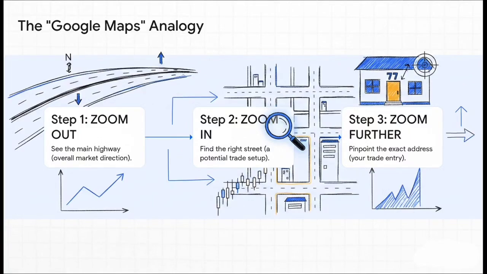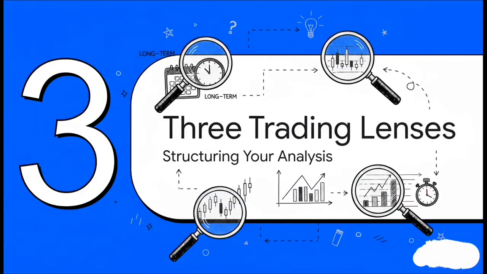Let's just stick with that Google Maps analogy because it works so well. Step 1, you zoom way out to see the main highway. Is the market generally headed north or south? Step 2, you zoom in a bit to find the right street where an opportunity might be. And finally, step 3, you zoom in even further to pinpoint the exact address for your trade entry. Now, to do this right, you really need to use at least 3 different lenses, or you can just call them timeframes. And each one has a very specific job to do in your analysis.